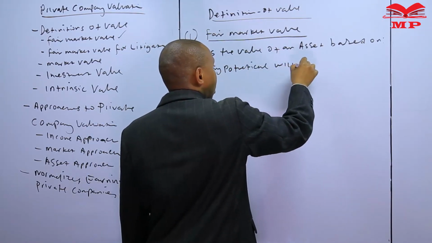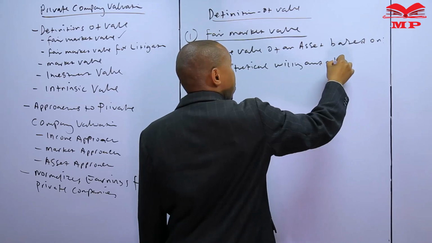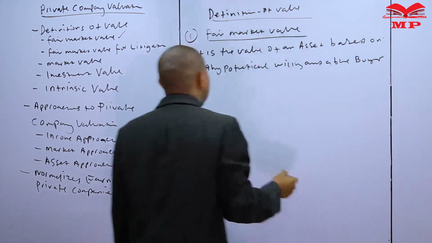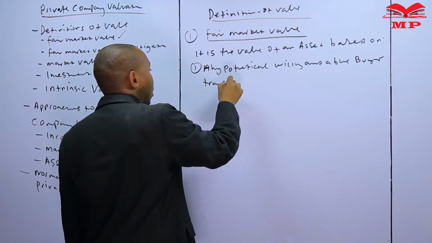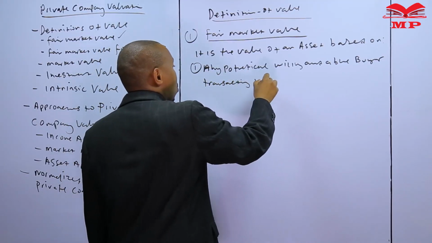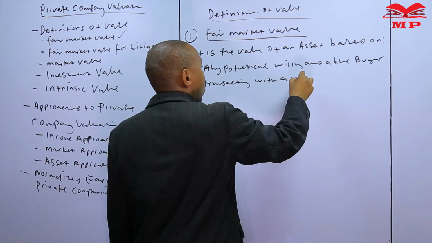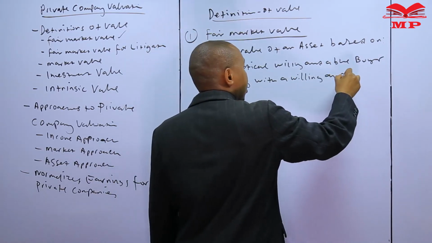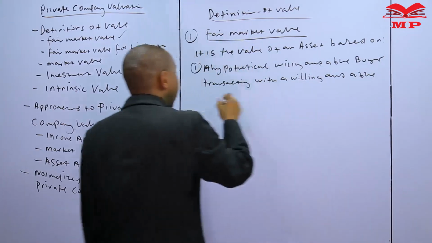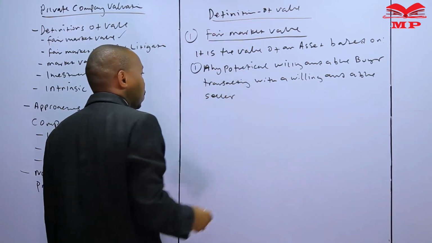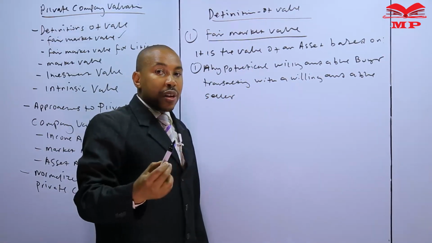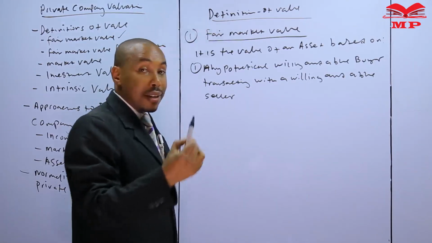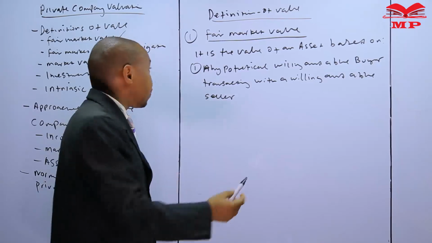willing and able buyer transacting with a willing and able seller. There must be no compulsion on both parties interacting with each other.